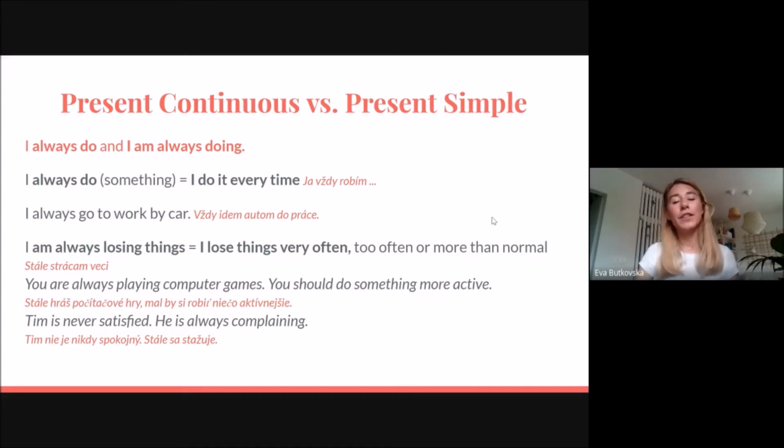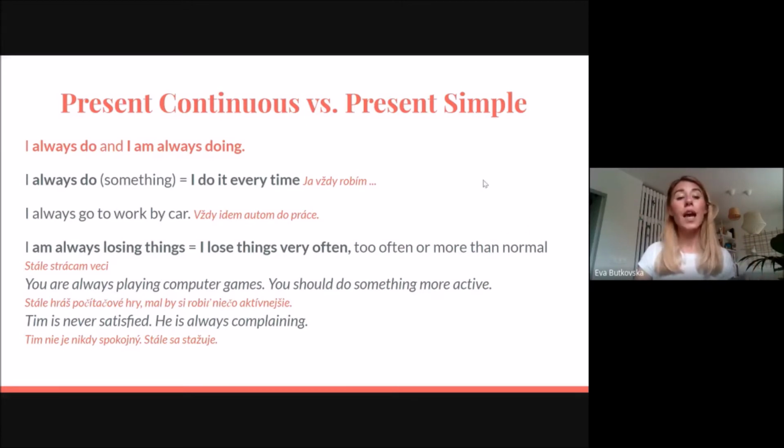Let's look at a very specific example and talk about the difference between "I always do something" and "I'm always doing something." You can hear both forms. "I always do something" means I do it every time, I do it regularly. For example, I always go to work by car. It means it's my habit, a regular thing.